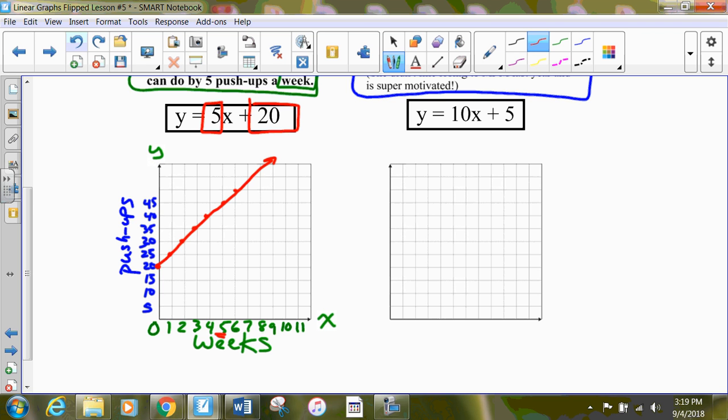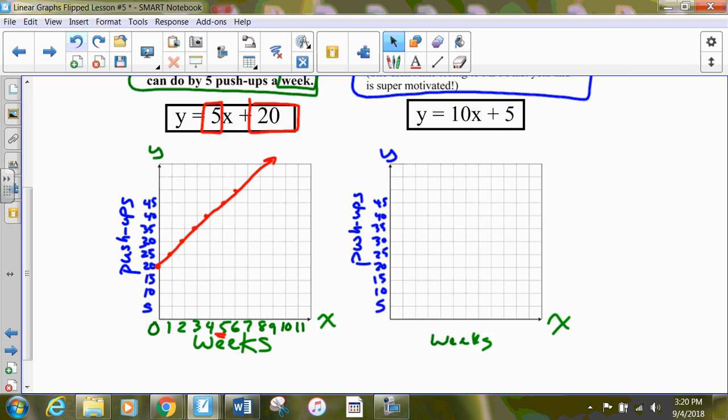All right, so let's go ahead and make my chart. We're going to do the same idea where we're going to put weeks down here to label the x-axis because time, whenever we're dealing with time, that's always going to be our independent variable, and x is our independent variable. So here we go, push-ups. So this represents how many push-ups. And I'm going to do the same thing so we can compare our graphs, right? I'm going to go up by 5s. So everything I'm doing, you guys are going to do as well.